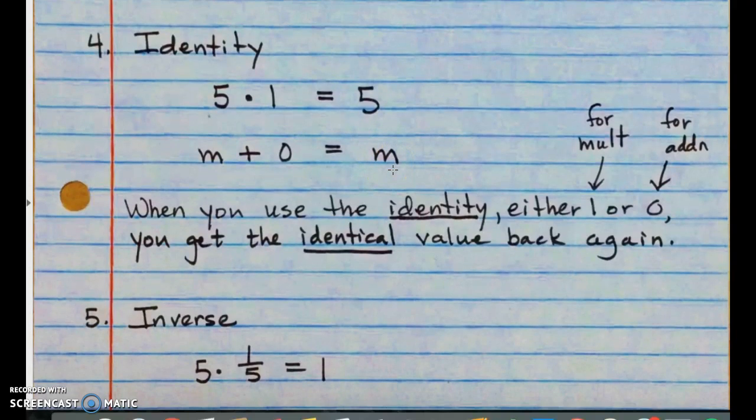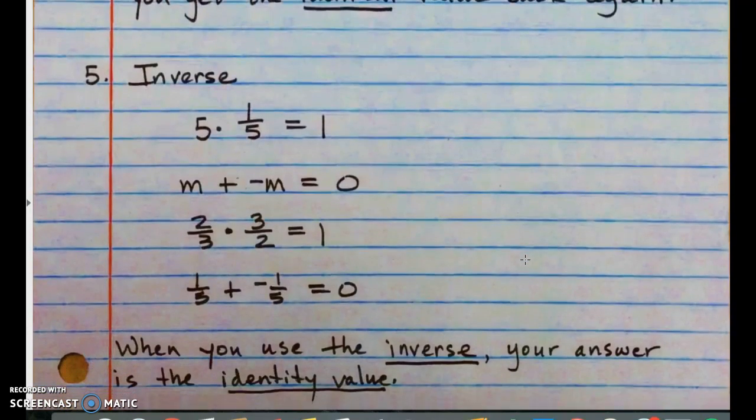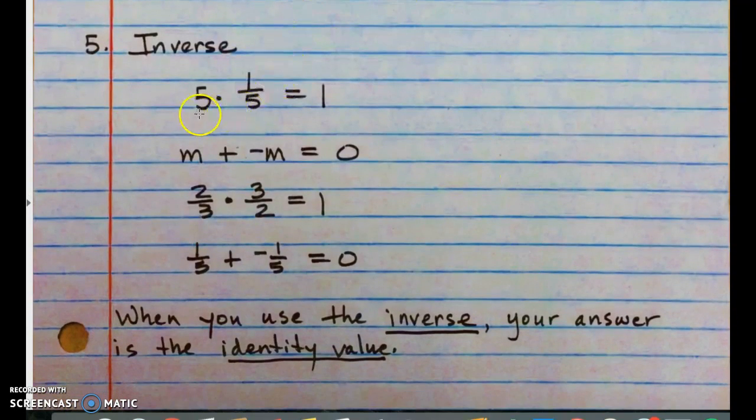For the inverse, you're going to take a number and multiply it by something to get that identity element back. So you're going to get either the 1 or the 0 that you had here. For multiplication, it's a 1. For addition, it's a 0. So take a look at the inverse property. We've got 5 times 1/5 is equal to 1. For addition, if I have m, I'd have to add a negative m to it to get 0.